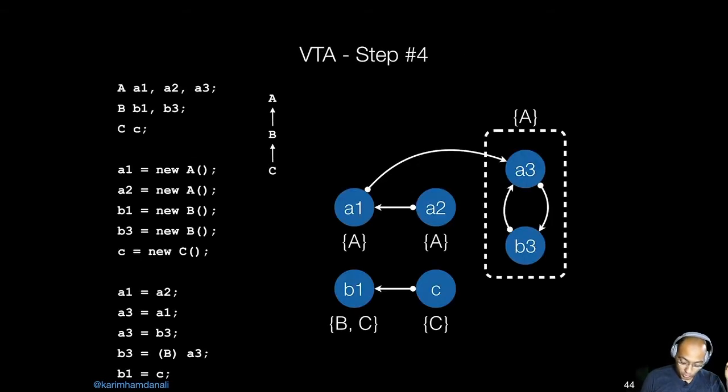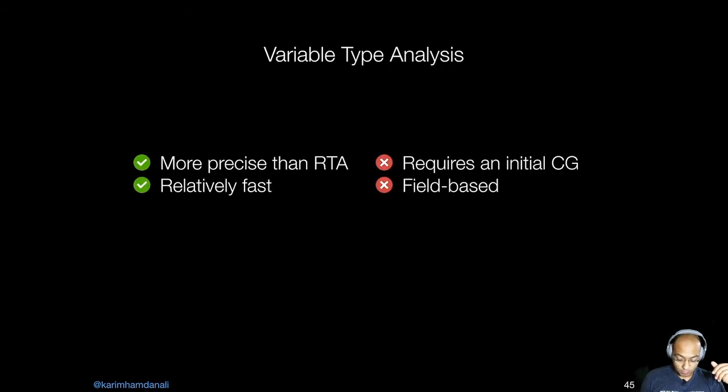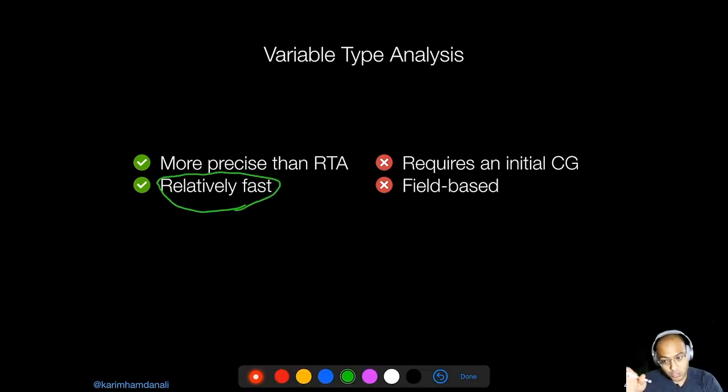Now that we have types for all the nodes in the graph, we know that the analysis is done. There's no further propagation that needs to be done. Obviously we have a more precise analysis than RTA because we are tracking exactly the points-to, exactly those variable assignments in my program. It is relatively fast. We're still not doing fully blown data flow propagation yet. We are only tracking the assignments of variables to each other. We're still not defining flow functions or doing data flow analysis yet.